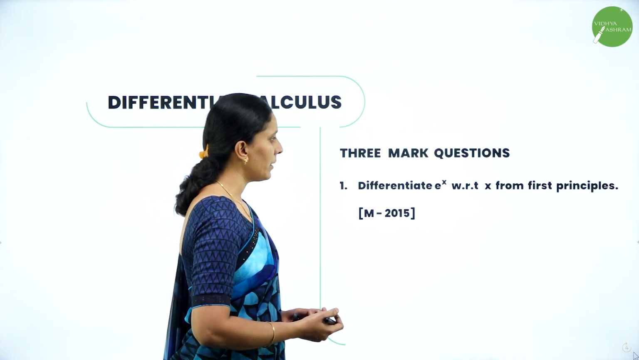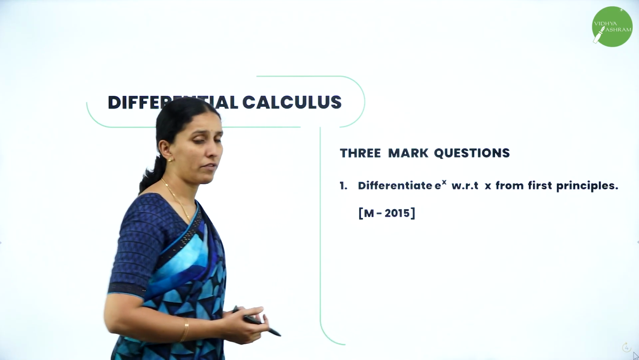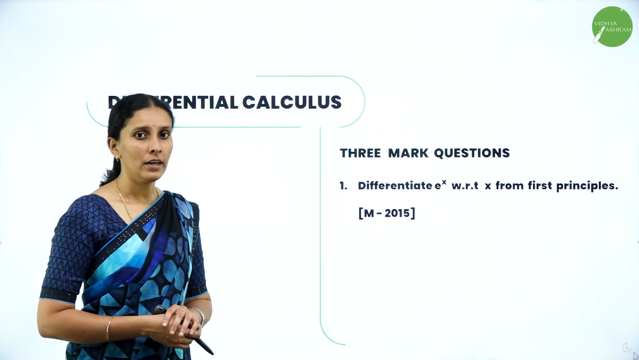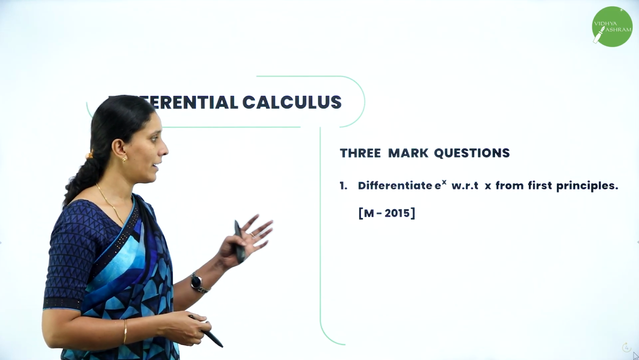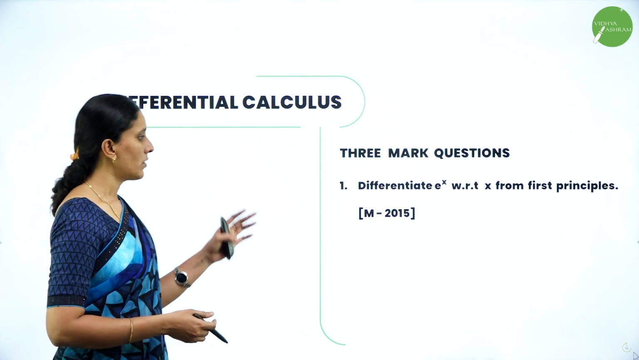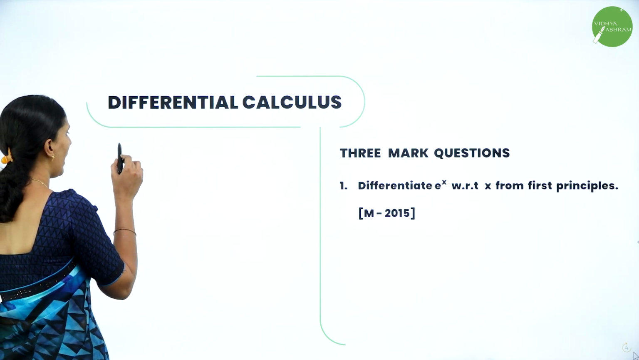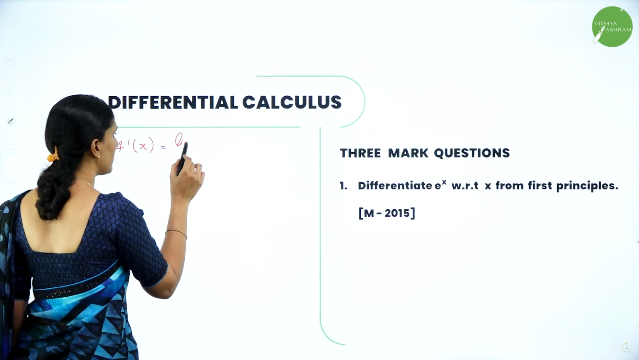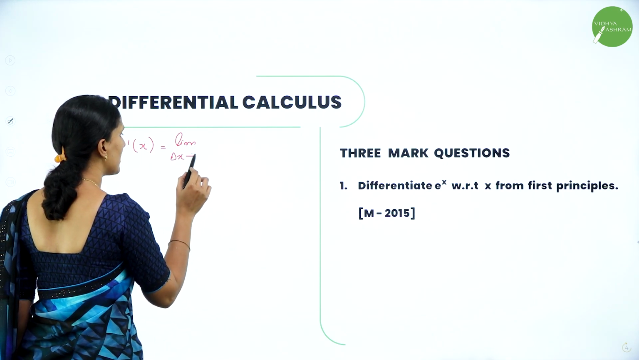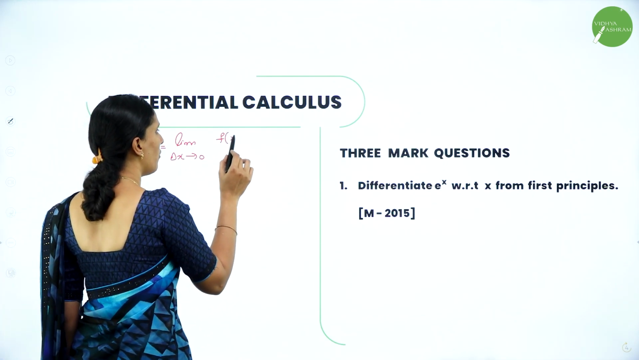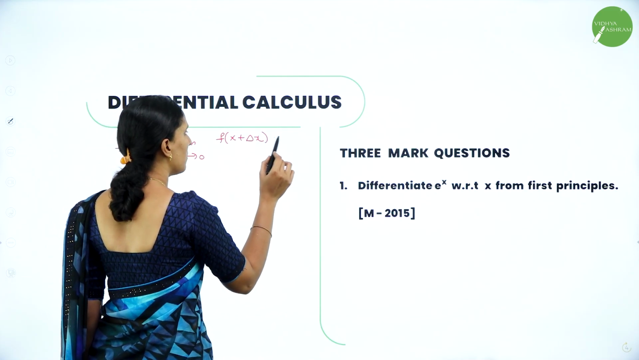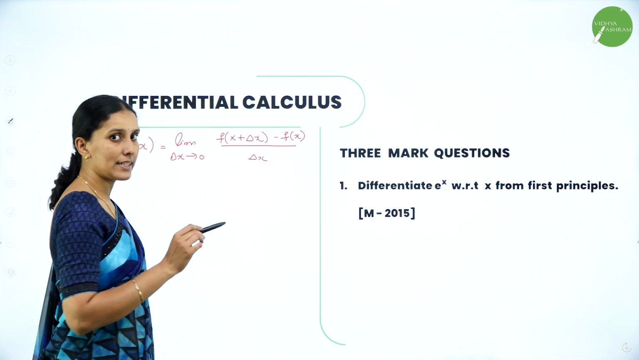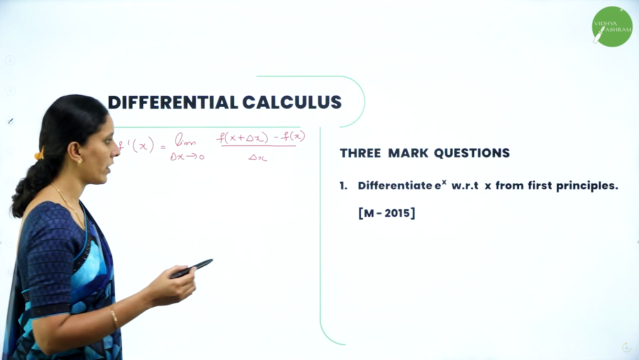So differentiate e power x with respect to x from the first principle. So here we are going to write the definition of first principle and derive the function. So now here we know that f dash of x can be written as limit as delta x tends to 0, f of x plus delta x minus f of x whole divided by delta x. So here delta x is considered as the very small change in the function x.